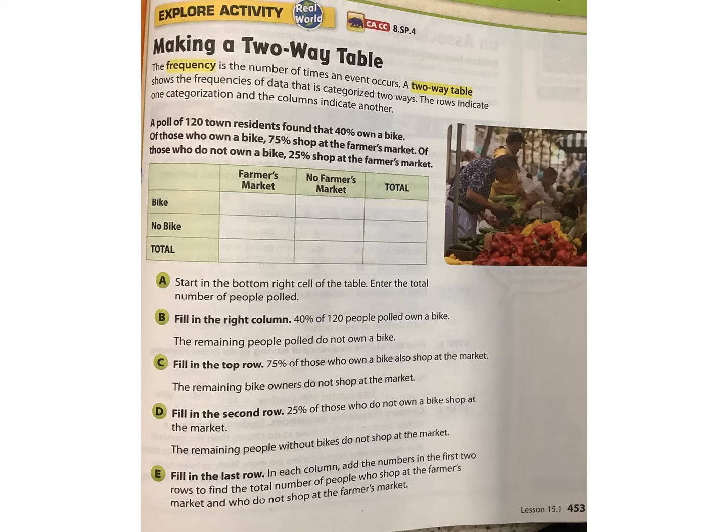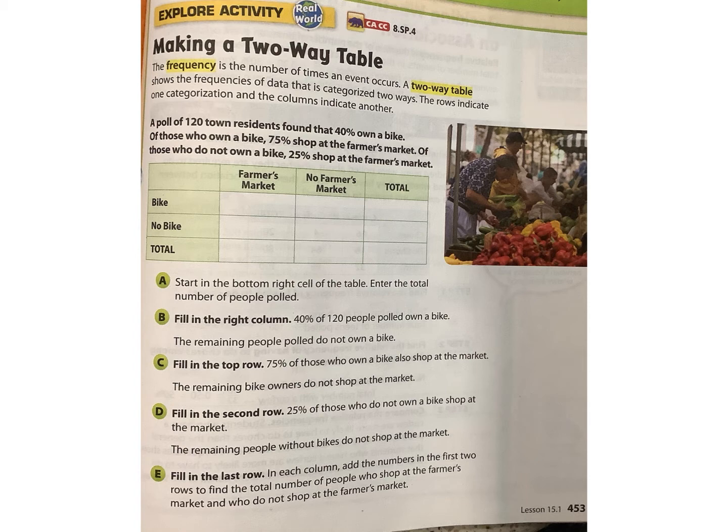So here we have this story about residents having bicycles, going to farmer's market, don't have bicycles, not going to farmer's market, all kinds of stuff going on. And it's a whole lot of information. What the two-way table does for us is sorts it out nicely. A poll of, so they questioned 120 town residents and found that 40% of them own a bike. Of those who own a bike, 75% of them shop at the farmer's market. Of those who do not own a bike, 25% of them shop at the farmer's market.